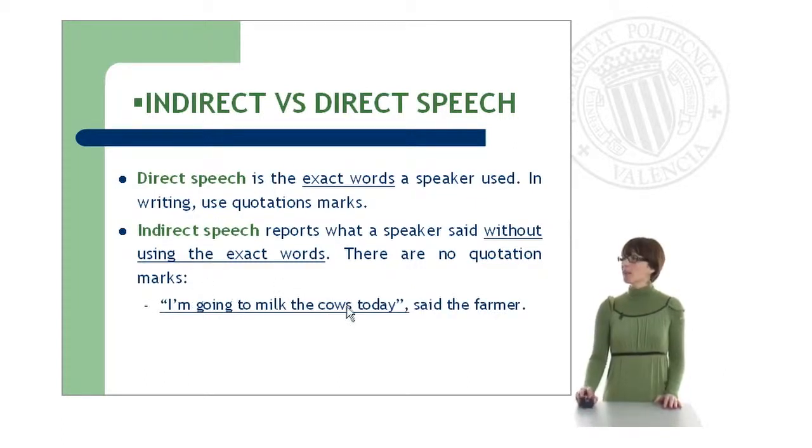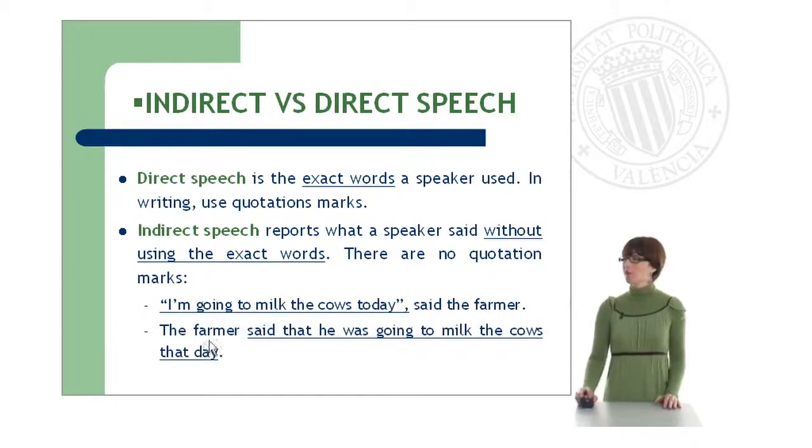"I am going to milk the cows today," said the farmer. This is an example of direct speech. And as you see, we have quotation marks. And now the sentence in indirect speech. The farmer said that he was going to milk the cows that day. Here, we are reporting what the farmer said, but not using the exact words. And as you can see, there are no quotation marks.